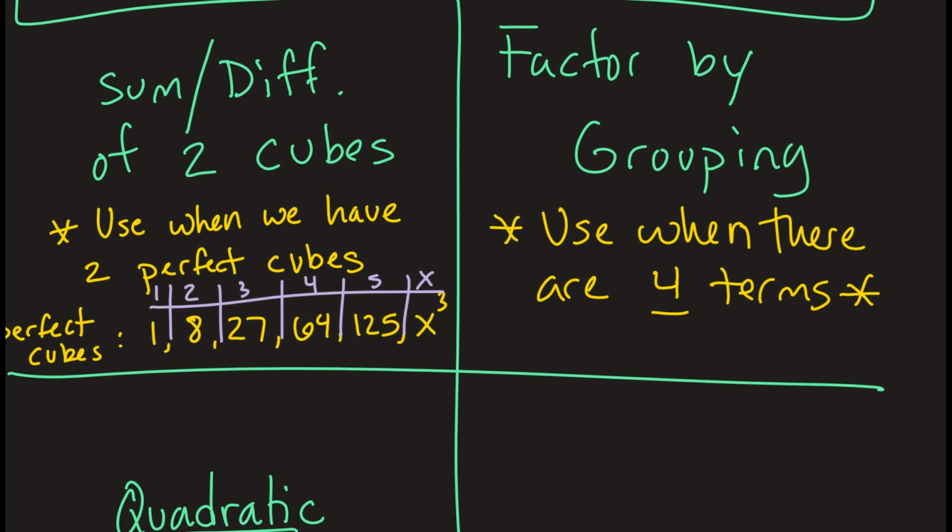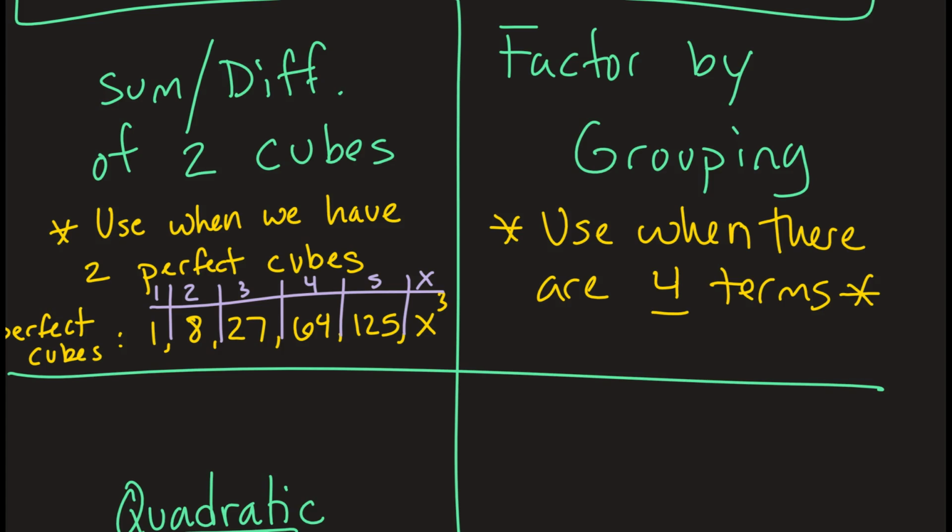Okay. 1 times 1 times 1 is? 2 times 2 times 2 is? 3 times 3 times 3 is? 4 times 4 times 4? 5 times 5 times 5? 125. X times X times X? These are all perfect cubes.